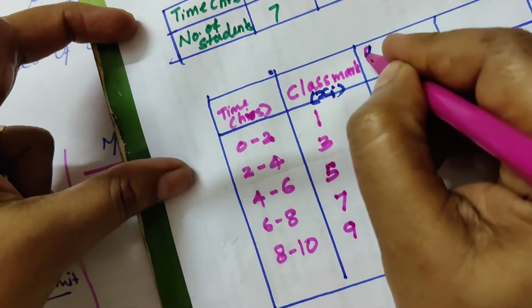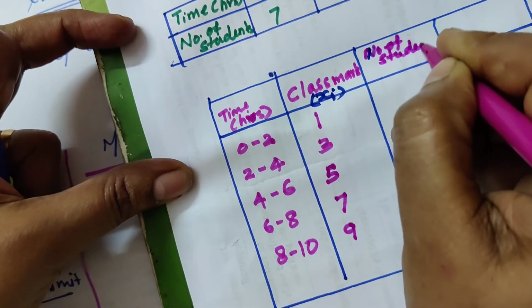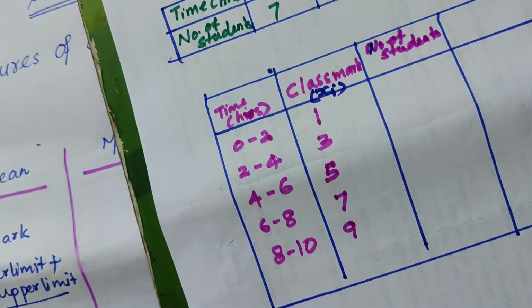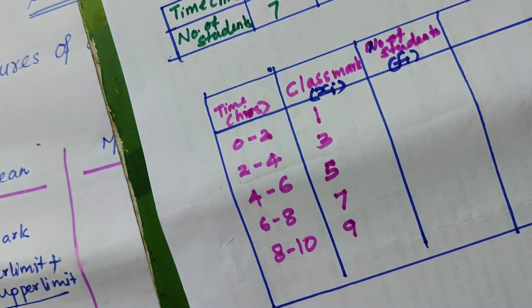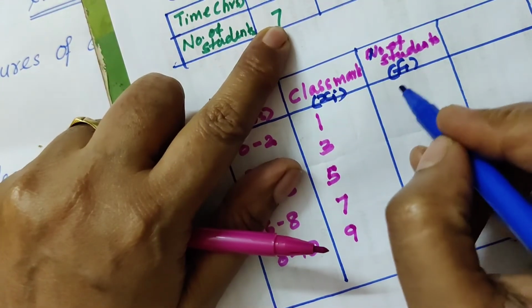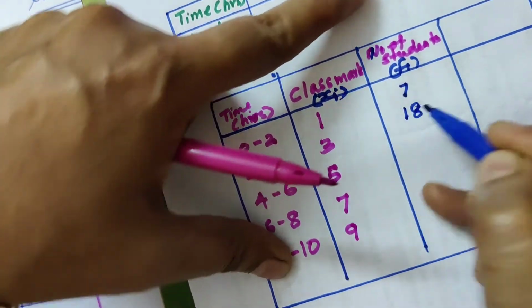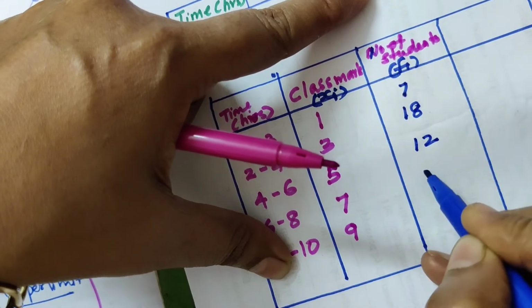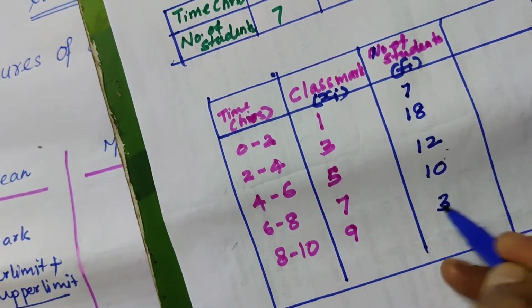The number of students is given in the question, and this we will denote by fi. fi means the frequency of each class. So what is the number of students? For the first class 7 is the frequency, then 18, then 12, 10, and 3 is the last frequency.